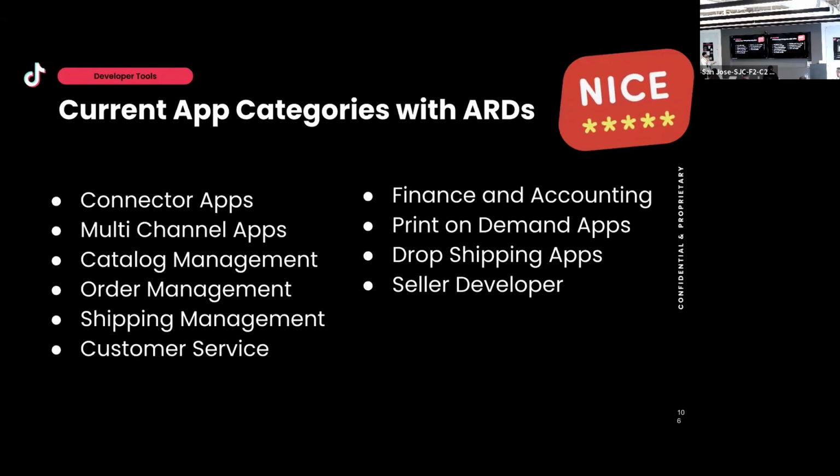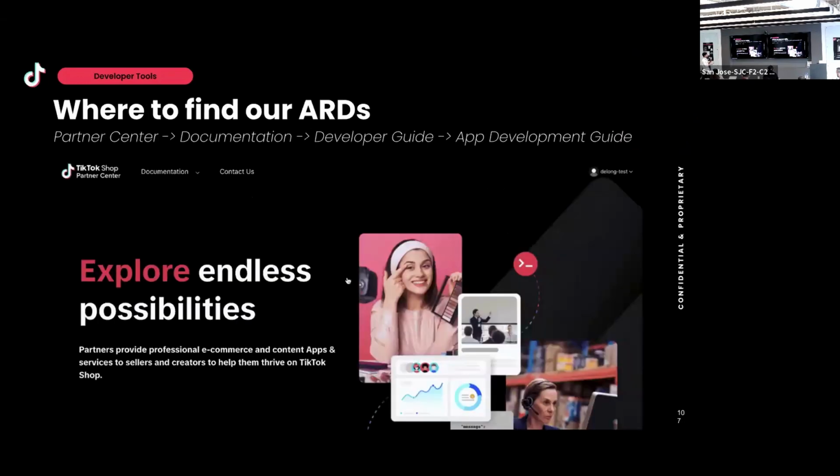Catalog management is very specific to managing a catalog and integrating that with TikTok Shop. Order management is the same as catalog management, just for orders, and shipping is the same as well. Customer service, we have a brand new ARD for this that's available now. And then there are other categories as well, just for financing, accounting, print on demand, drop shipping. And seller developer basically means you build your own custom app for a specific seller in mind with specific seller features that they require. So these are what exists today. And as I said, we're exploring and building more as we speak. So stay tuned. You'll see a lot more come in this area in the future as well.